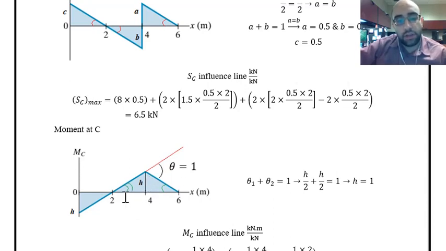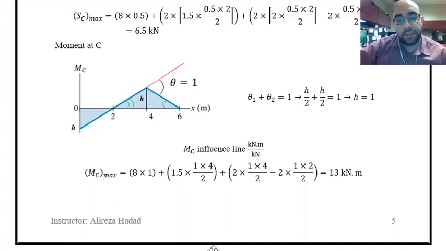And then once we have this diagram and we know the value of H, we can say the dead load is applied on the whole length. We cannot change that. The uniform live load can be applied in this segment from 2 meter to 6 meter because we have the positive moment over here. And the concentrated load should be applied exactly at this point at 4 meter to get the maximum bending moment at point C.